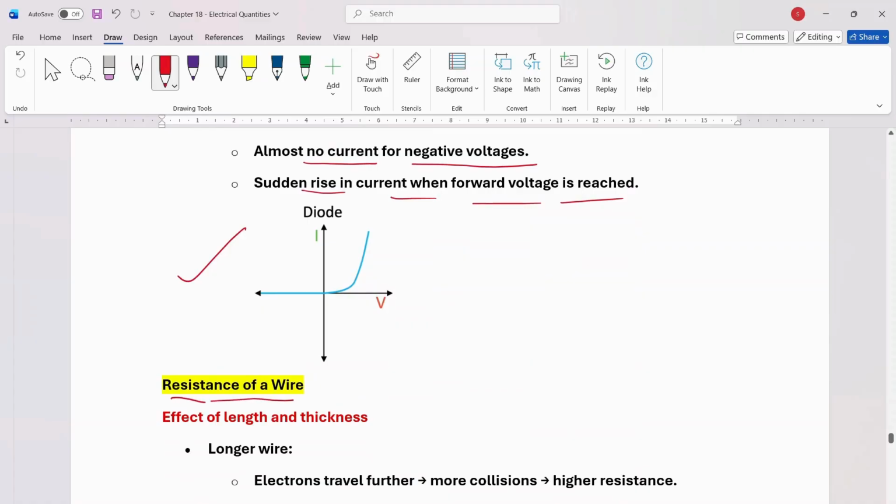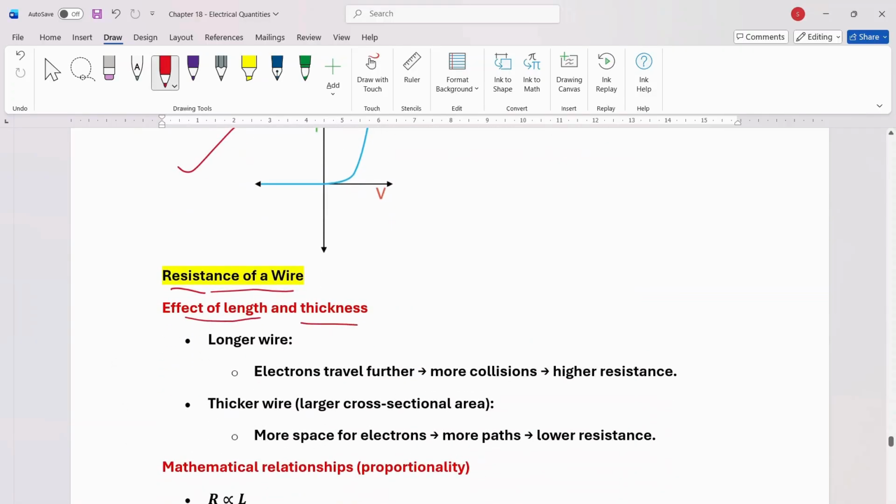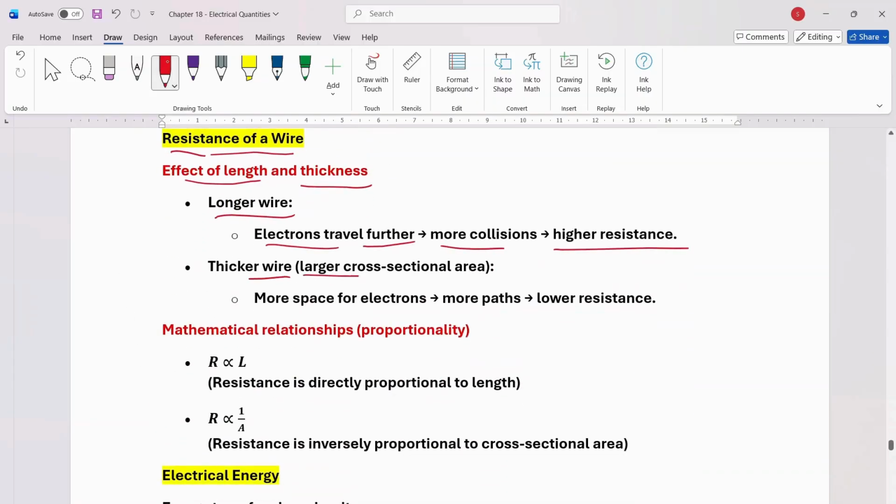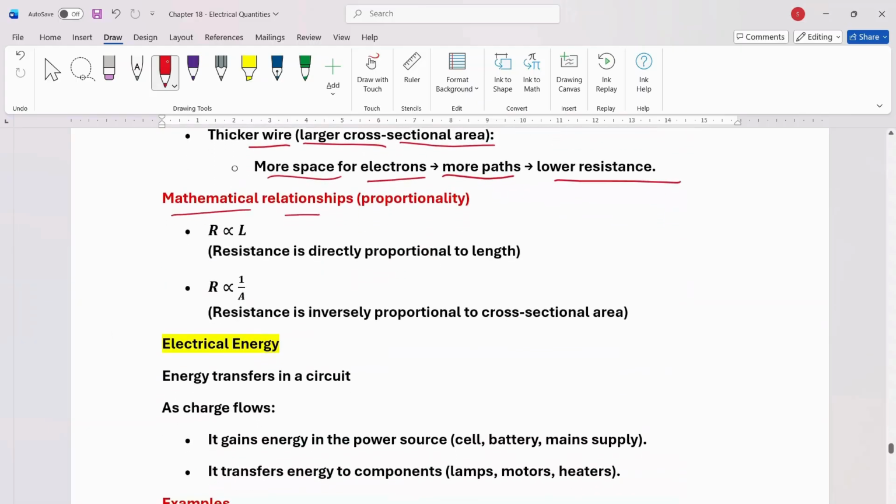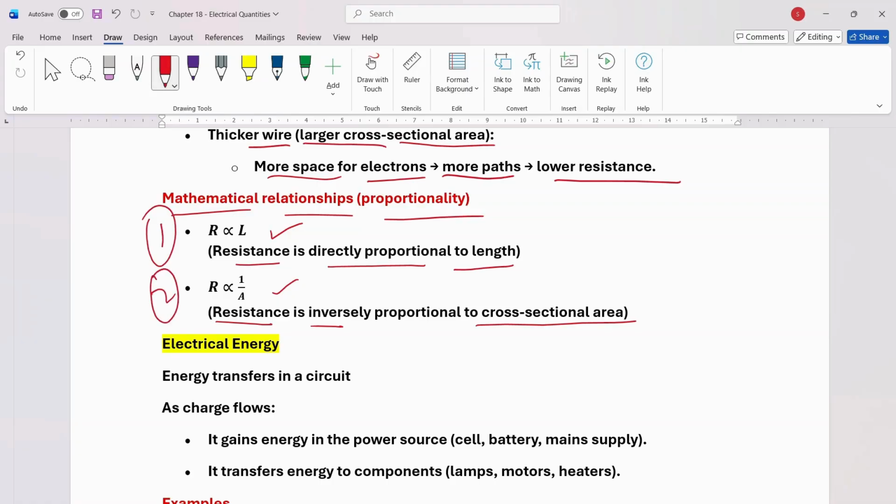Now let's talk about the resistance of a wire: the effect of length and thickness. In a longer wire, electrons travel further, so there are more collisions and higher resistance. A thicker wire has a larger cross-sectional area, more space for electrons, more paths, and lower resistance. Mathematical relationships: R is directly proportional to L, so resistance is directly proportional to length. Resistance is inversely proportional to cross-sectional area. So we have two relationships here.